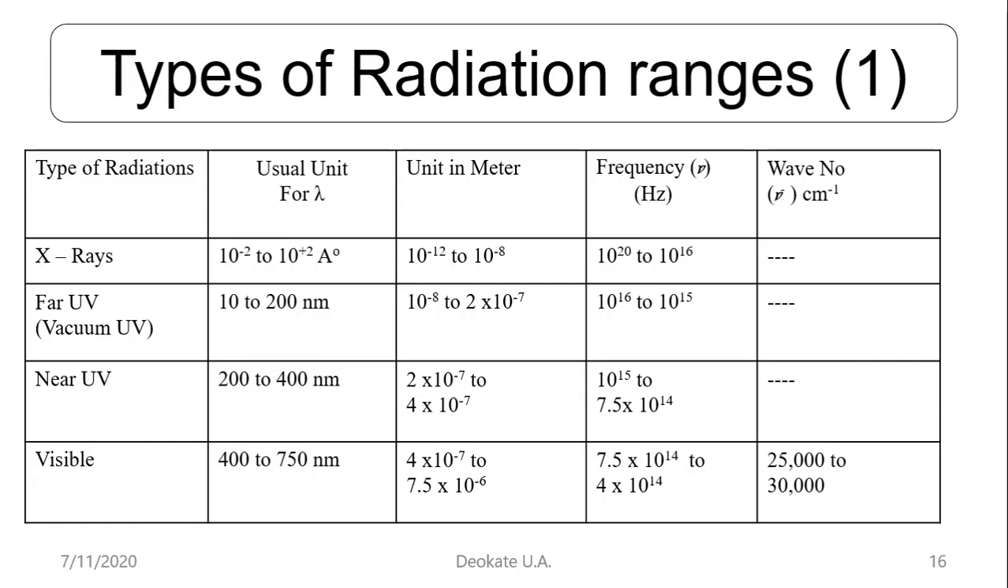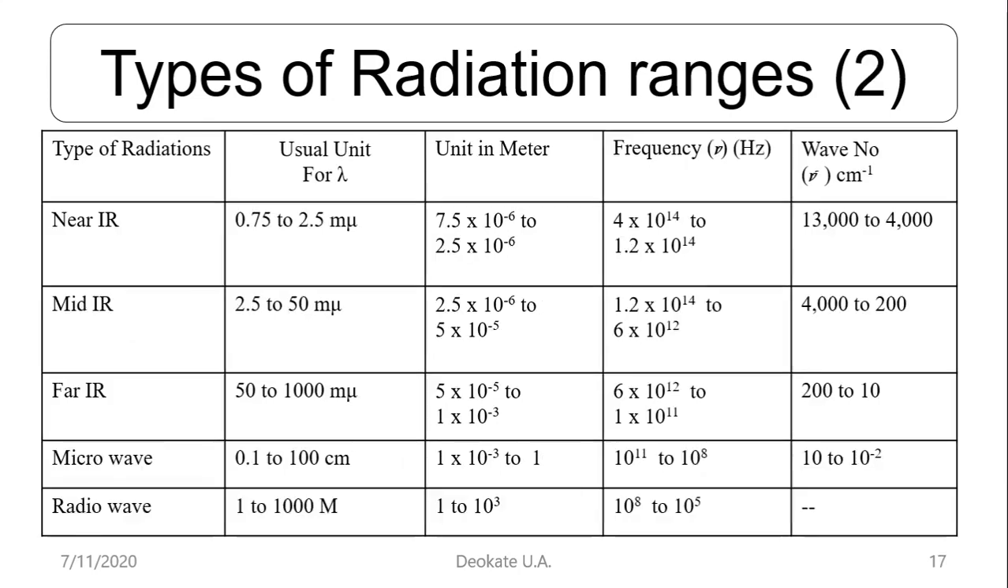Vacuum UV is followed by near UV, which is lying from 200 to 400 nanometer. Its units in meter and frequencies are listed. Then it is followed by visible radiations, that is 400 to 750 nanometer. The units in meter are again in continuation to the previous one, and frequency. Here one thing you can observe, for the visible rays, the wave number is shown, that is 25,000 to 30,000. Means we can count how many waves are there in 1 centimeter. Therefore wave number appears from the visible region.